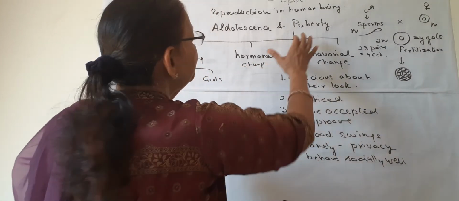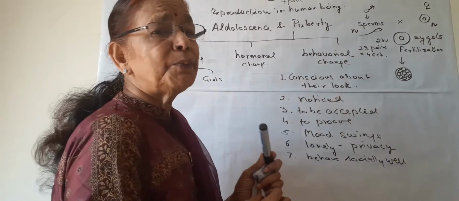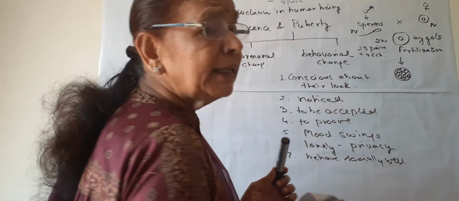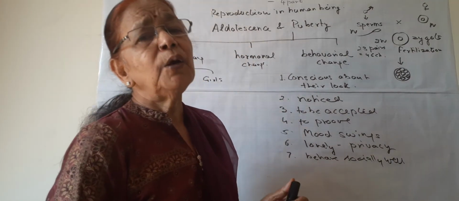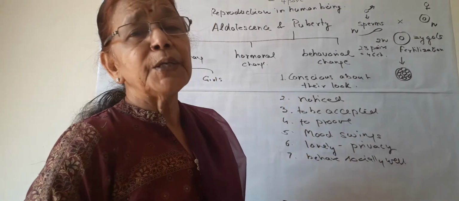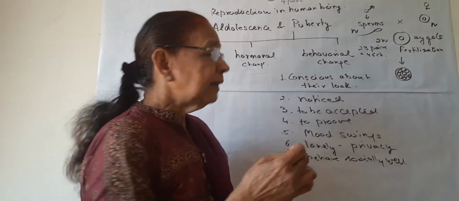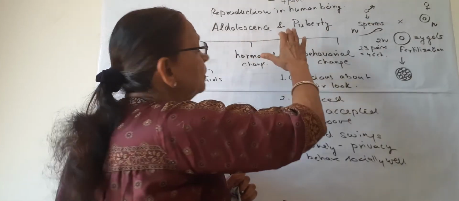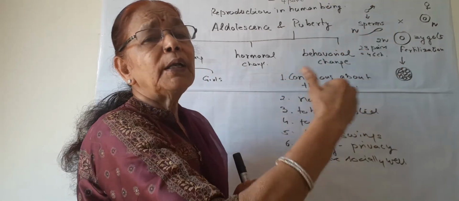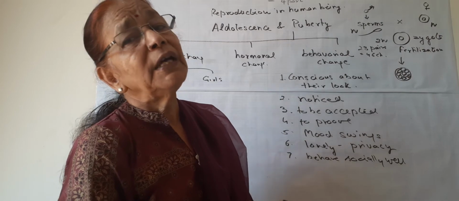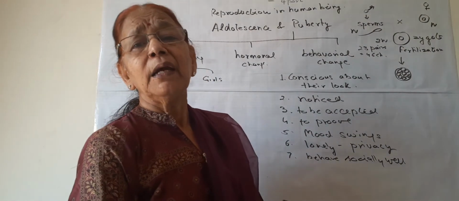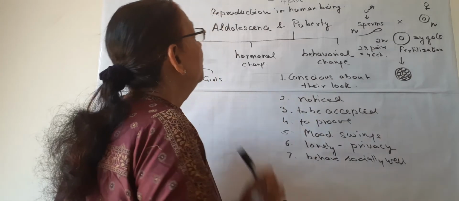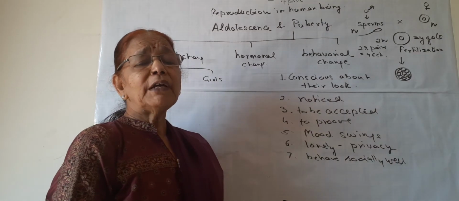So this is how the changes take place in puberty: physical, hormonal and behavioral. Till the age of 15 or 16, both boys and girls are sexually matured and puberty ceases, and adolescence is prolonged up to 18, 19 or 20 years of age, until a child is completely transformed into an adult. So this is how we have discussed adolescence and puberty.